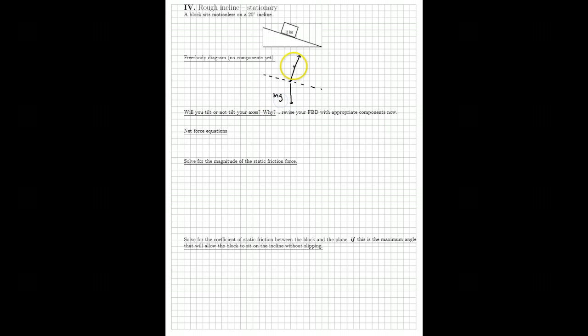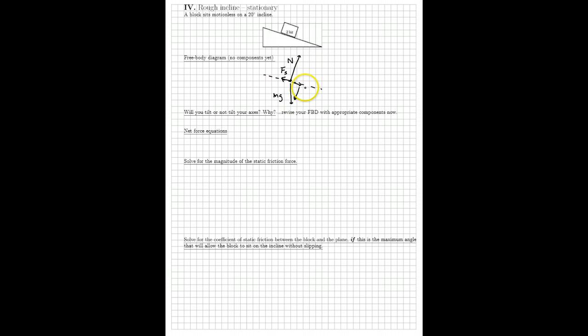So again, I have the weight down and I have the normal force up. Static friction is stopping it from sliding down, so static friction must be pulling up the ramp, and I don't know that it's at its maximum value, so I'm just going to call it F sub S at this point. I'm going to break up my mg into components.